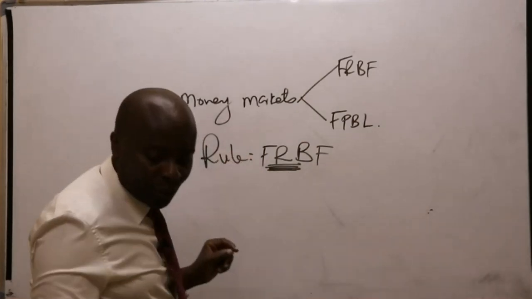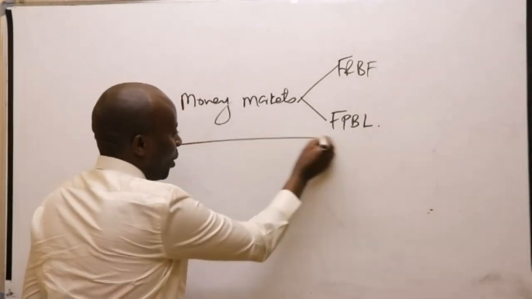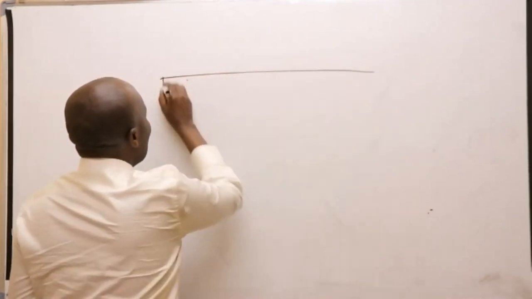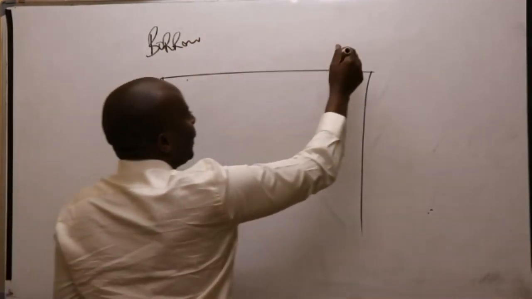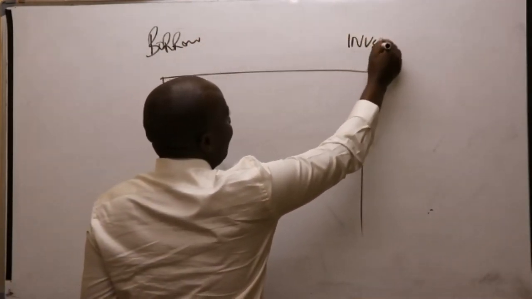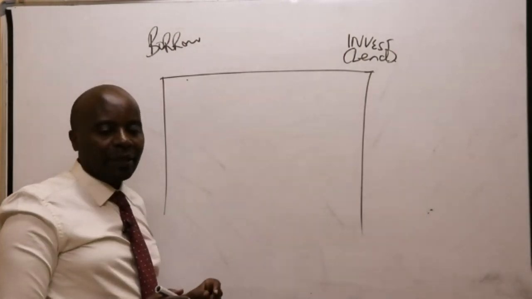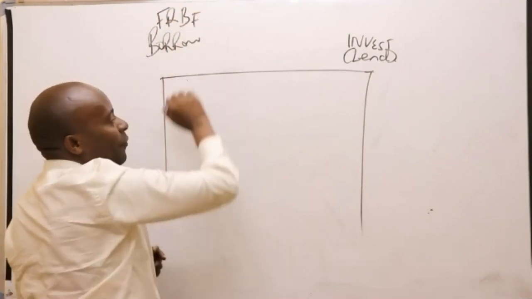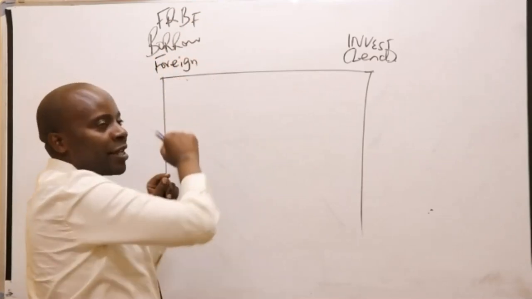Having discovered that this is the rule that will be applied, my good students, what I need to do is to come and draw a table. So draw a table nicely, like this. Of course, the first leg must always be borrow. This other one here will be what here? Lend. And you are the ones who have told us that we use this rule of FRBF. So we are borrowing foreign. You borrow foreign.